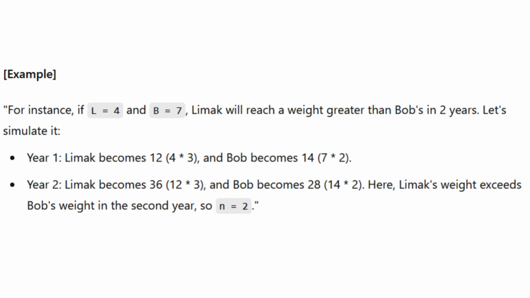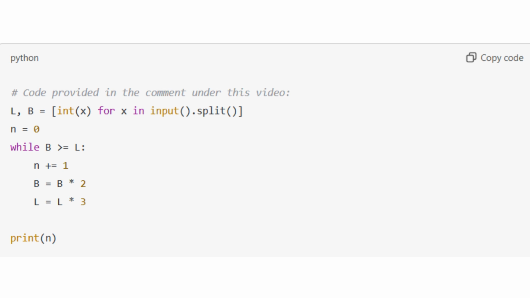Now, let's go through the Python code to solve this. First, we take two inputs, L and B, representing the initial weights of Limak and Bob. We read them from input, split by a space, and convert them to integers. We initialize a variable n to count the number of years. This counter starts at 0.